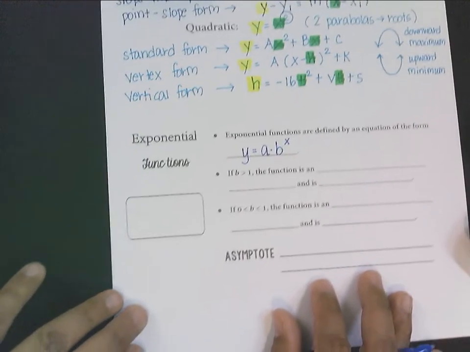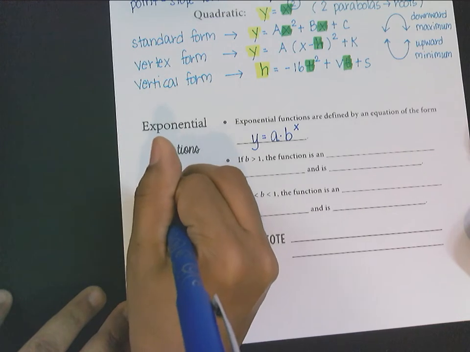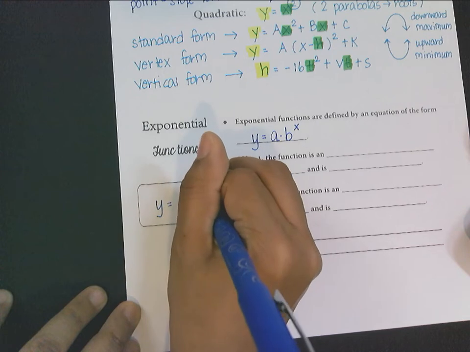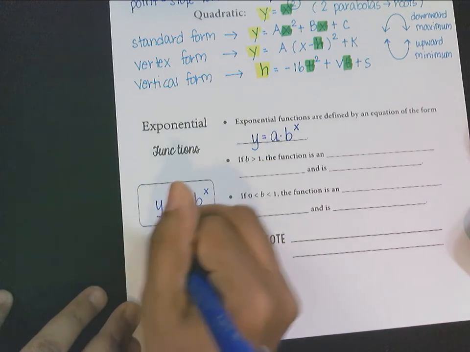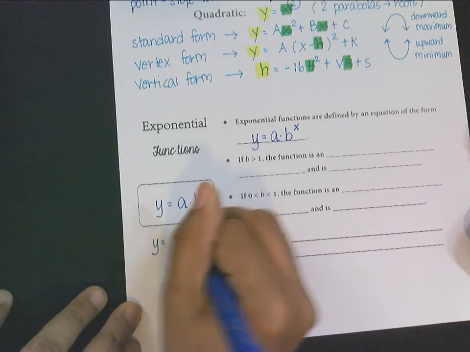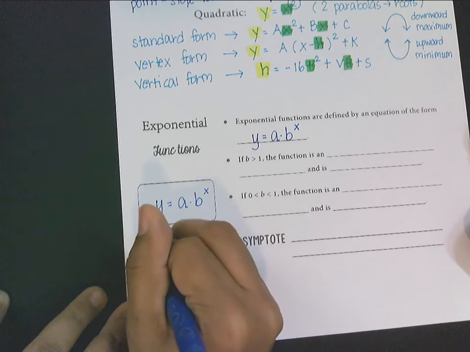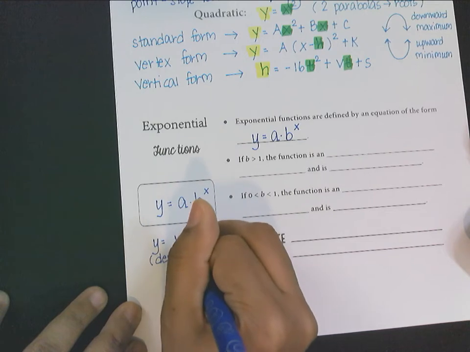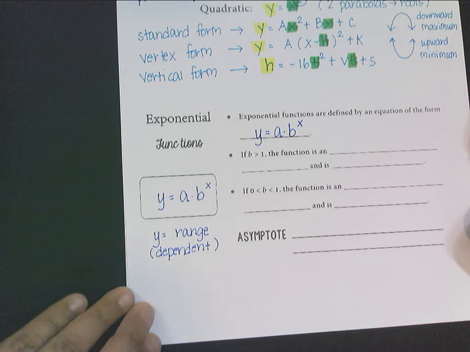So let's go ahead and identify a couple of vocabularies. So y equals a times b to the power of x. The y, we know that that's your range. Nothing new. We've done that before. And that is also your dependent variable. Same vocabulary. We don't change much on you. We just like to change the names.